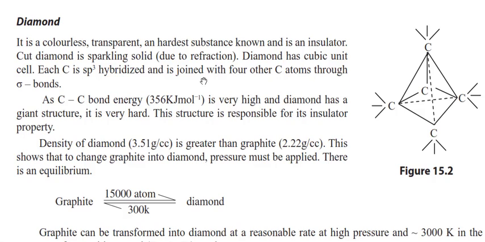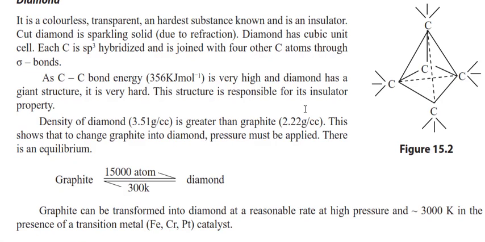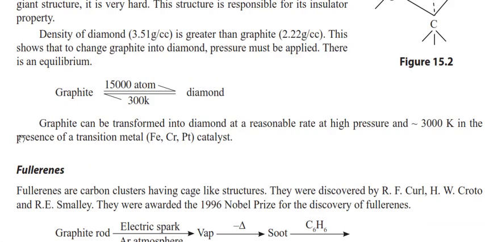The bond energy is 356 kilojoule per mole, which is high, and the hardness of diamond is very high compared to its allotropes. The density of diamond is 3.51 gram per centimeter cube, which is greater than graphite. This shows that the change from graphite into diamond requires pressure, so you can prepare diamond from graphite. Graphite can be transformed into diamond at a reasonable rate at high pressure and high temperature, like 3000 Kelvin, in the presence of a transition metal as a catalyst.